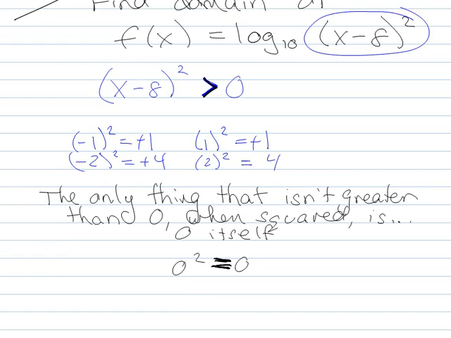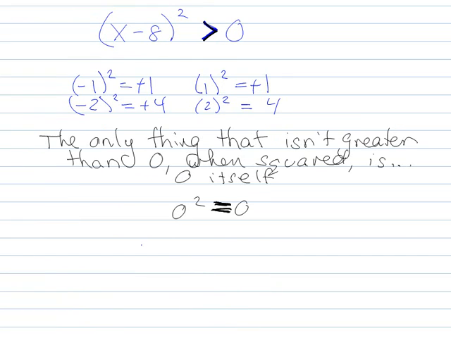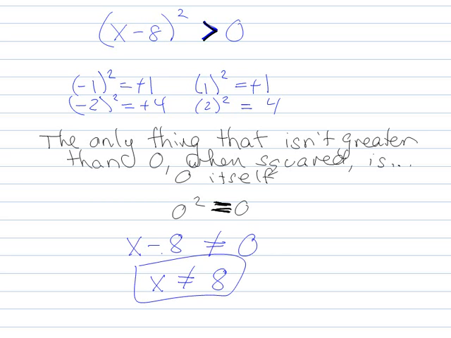So that means that the only thing I want to exclude from my solution, everything in my solution works except when x minus 8 is 0. So now I can say that x is not equal to 8. And that would be your domain.